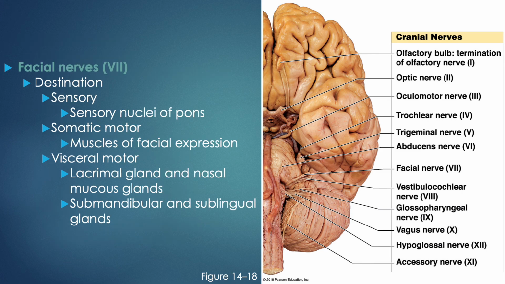The destination of the facial nerves, if sensory, will be the sensory nuclei of the pons. If somatic motor, it will be the muscles of facial expression, and if it's visceral motor, it will be the lacrimal gland, which allows us to tear and cry, and the nasal mucus glands, as well as the submandibular and sublingual glands of the mouth.